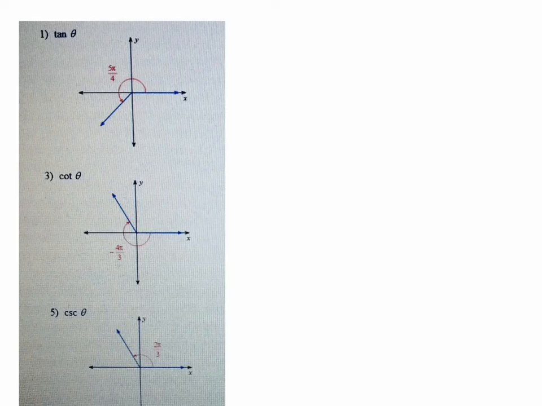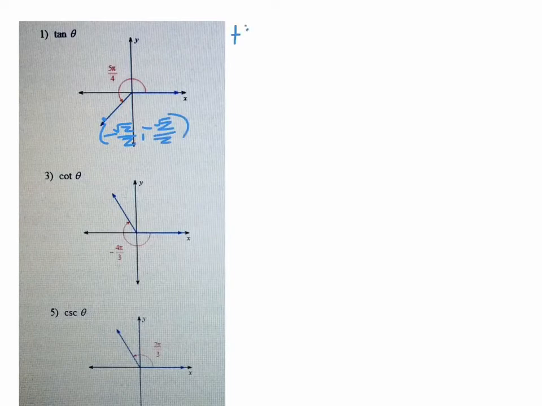All right, guys, let's go over the answers to the practice assignment and talk about how we got them. If we start with this 5π/4, the point on the unit circle is (-√2/2, -√2/2).